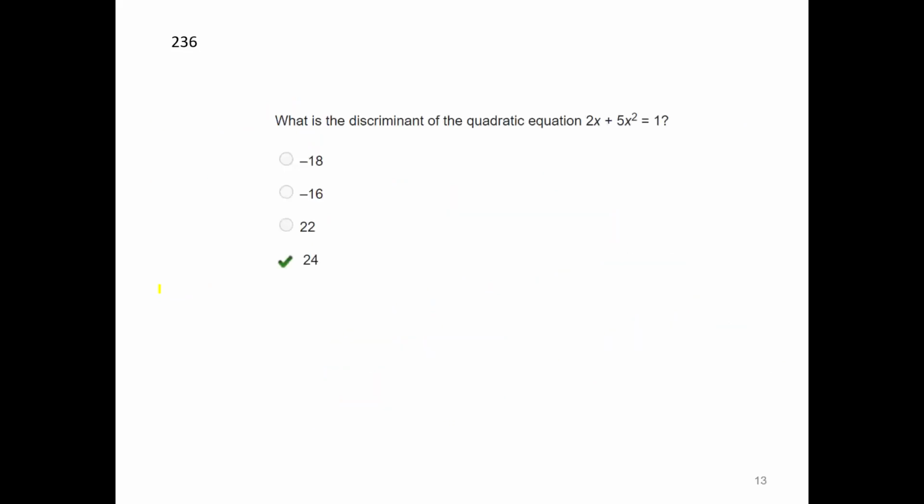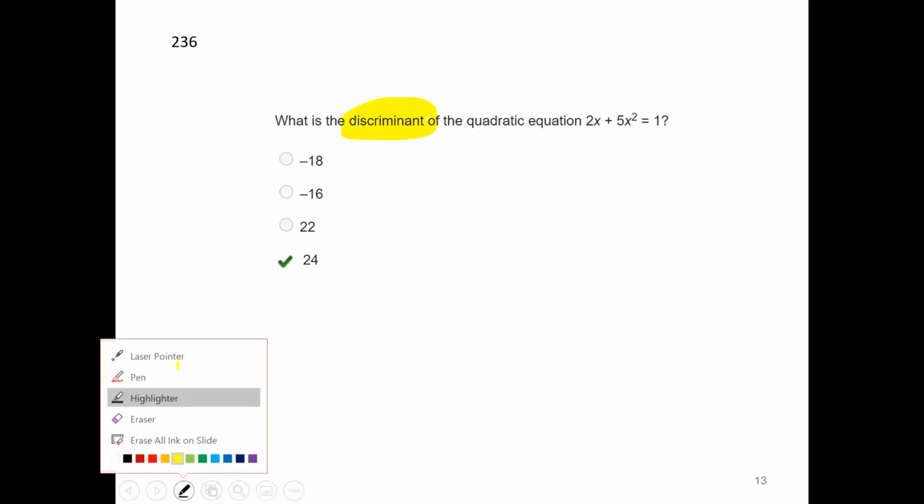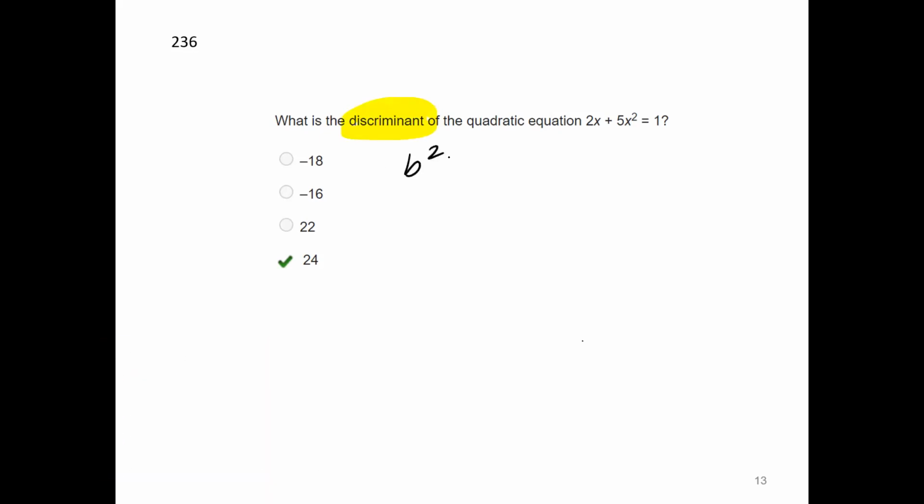All right, 236. Go ahead and highlight the answers and take a look at the questions asking you. Okay, so the keyword here is the word discriminant. Now, to find the discriminant, the formula is b squared minus 4ac. So copy that part down. So that is your formula.